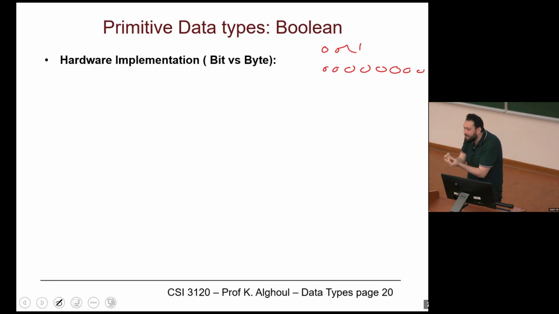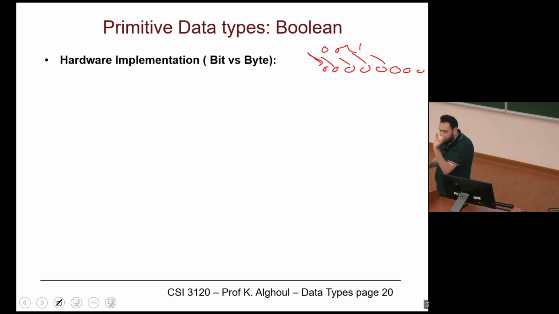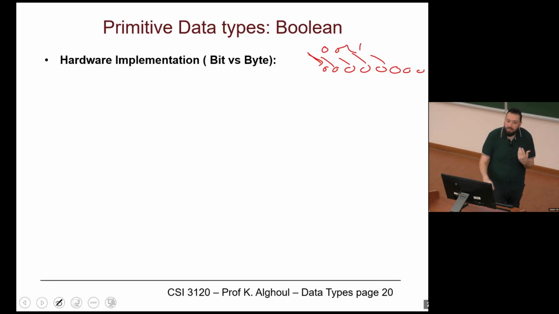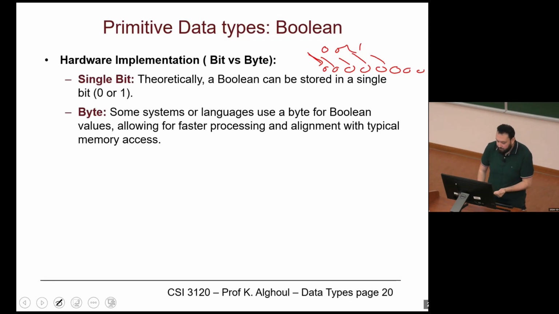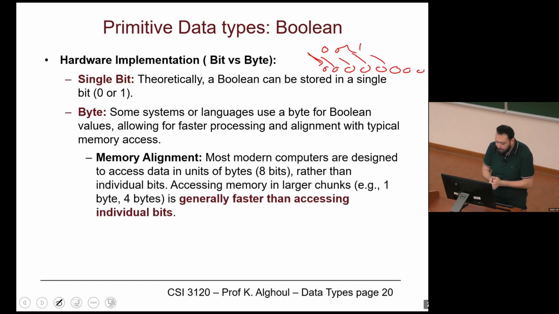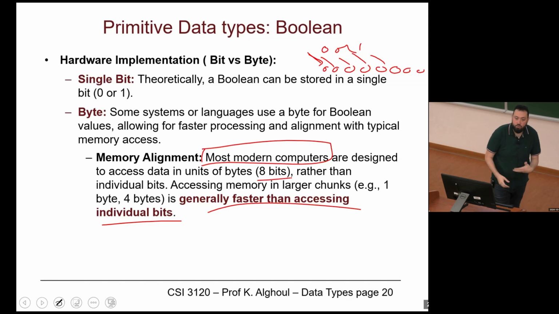That means it's much faster, because imagine the CPU or the computer is accessing the memory bit by bit. So it accesses here, then here, then here, then here. It takes time. But if it's taking, let's say, bytes, like 8 bits, and then dealing with it by itself, it's faster, right? So modern memory alignment is generally faster than accessing individual bits. Most modern computers are designed to access data in units of 8 bits rather than individual bits. Accessing memory in larger chunks is usually faster.